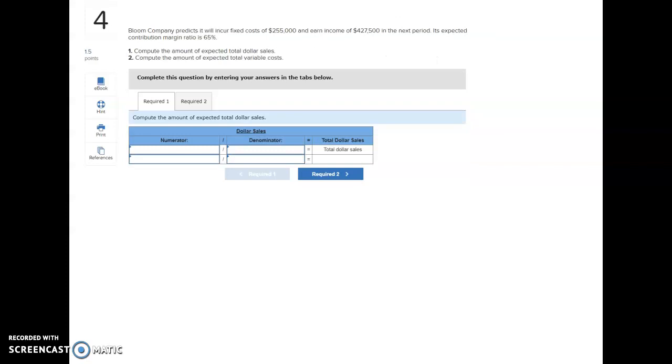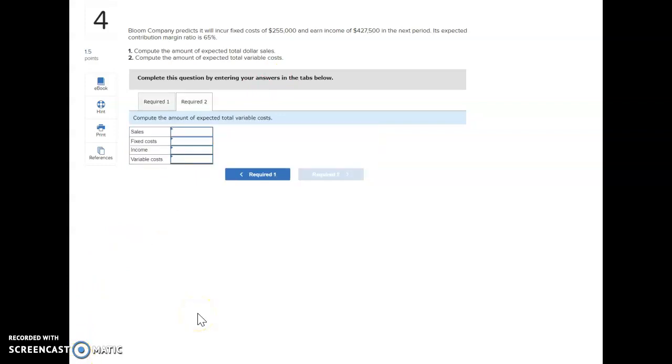Problem 4 is going to be getting sales at a target income. So what do you need to sell to reach this target level? You can see the formula on page 714 in Chapter 18. Requirement 2, you're going to back into the variable costs. You will have computed the sales in requirement 1. The information gives you the fixed costs and the income, so we can back those out, subtract those from sales, and that'll get you to the variable costs.